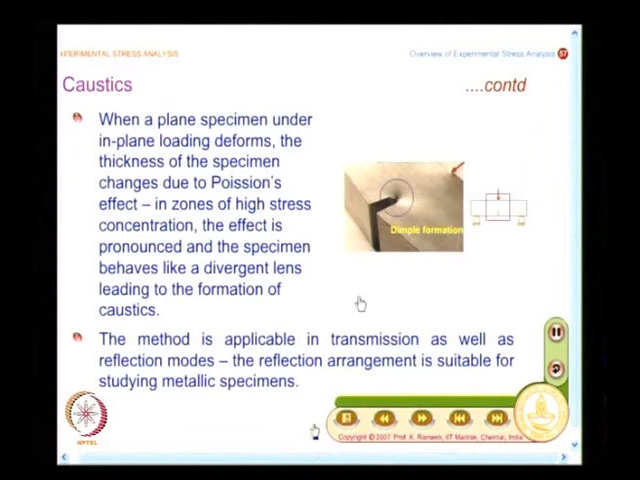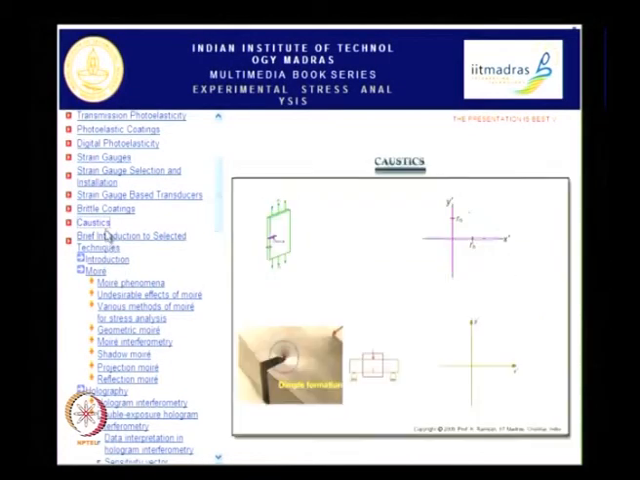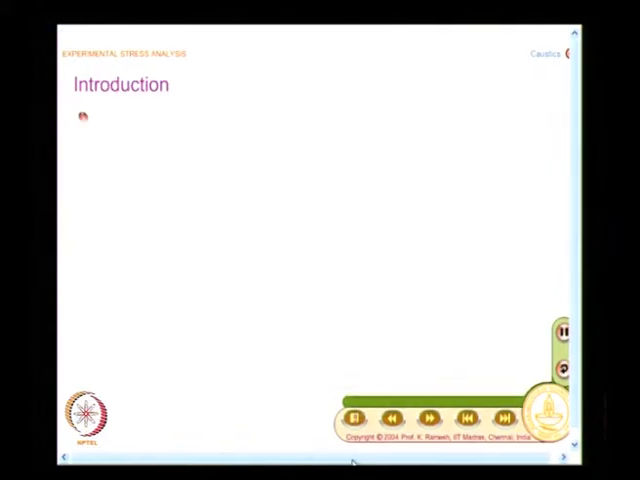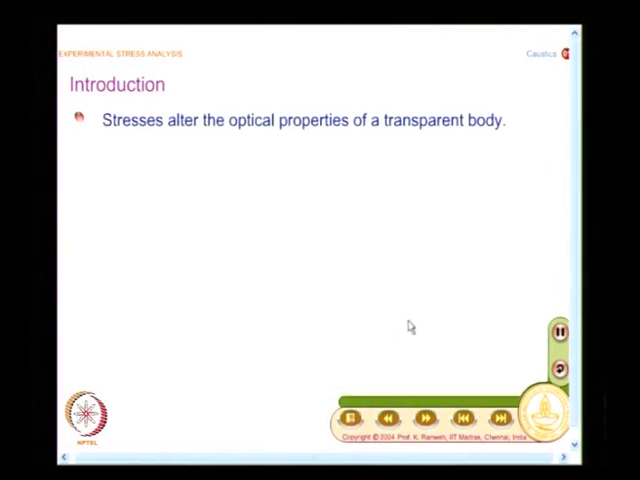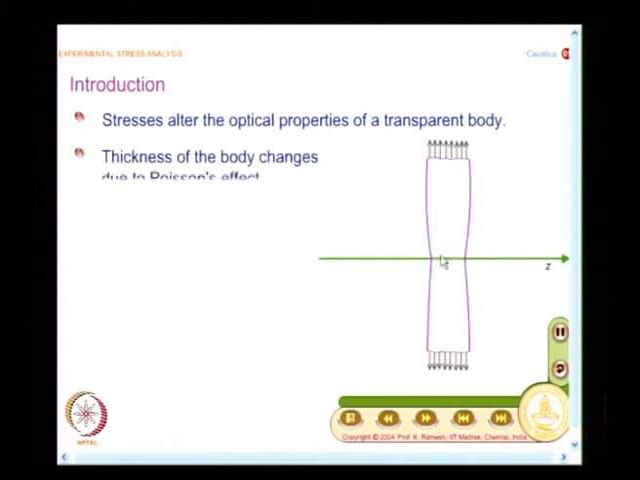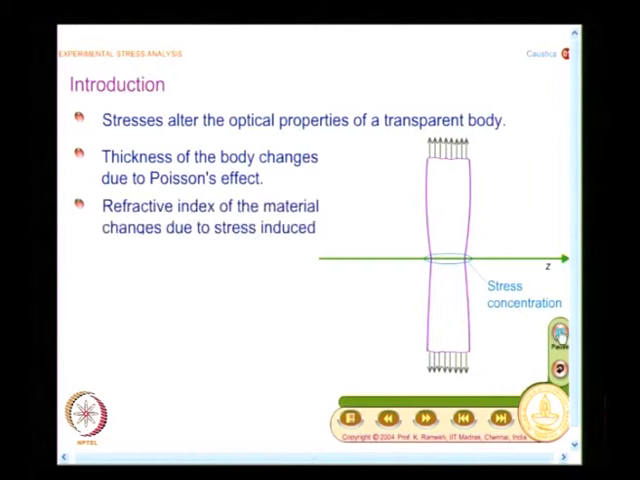We will have a look at it, and this I am going to the chapter on caustics. I will just show you how this deformation is recorded. So, this is the specimen, I have a stress concentration here. I pull this model, and from this, you know it is exaggerated, you see a thickness change very prominently noted near the stress concentration.